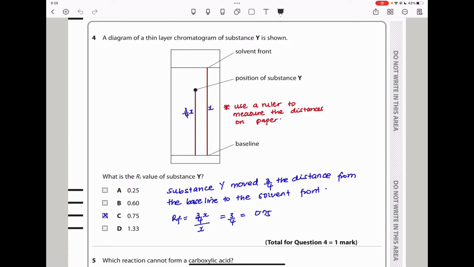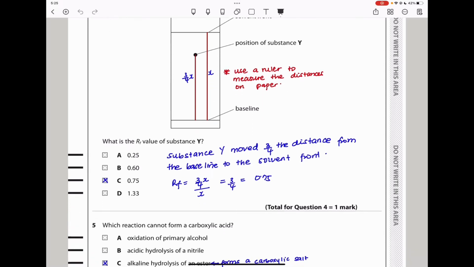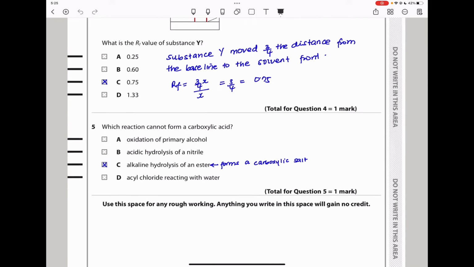So remember we are looking for Rf, which should be this distance here divided by that distance. So when you divide 3/4 of X by X, it gives you 0.75, which gives us the answer as C. On a paper, you would use a ruler and measure this distance, and then measure that distance, and you would divide this distance by that distance. Then you get the Rf value for that specific sample. So that's the answer to question 4. Let's move on to question 5.